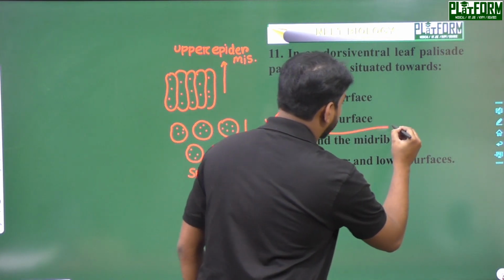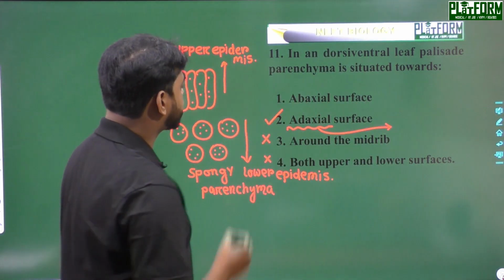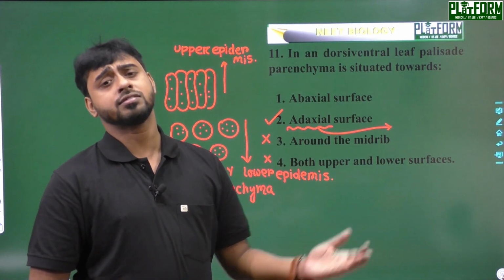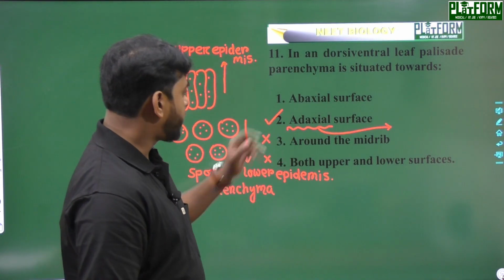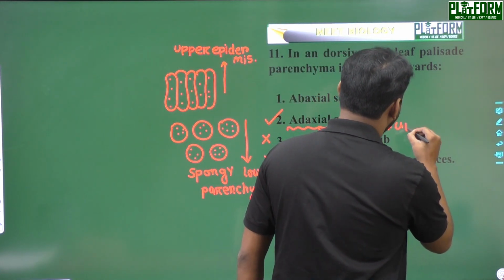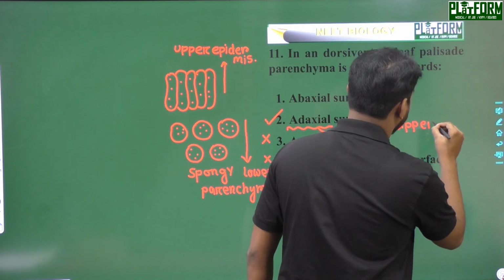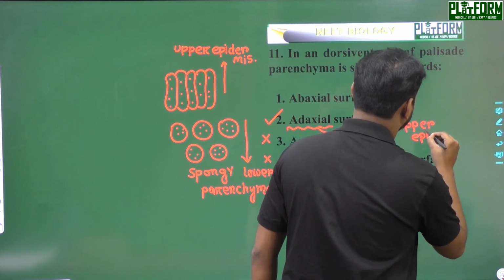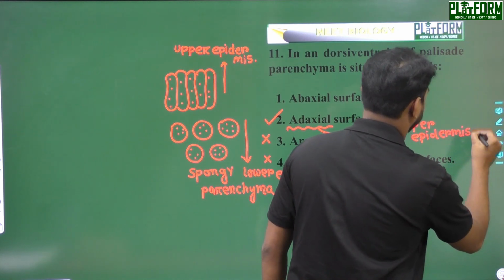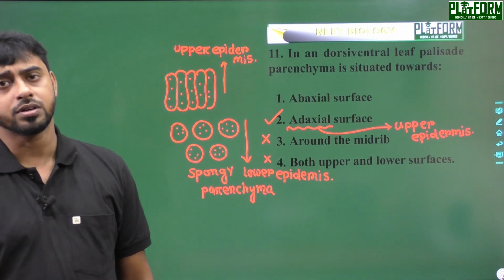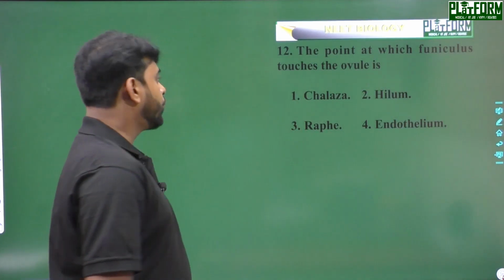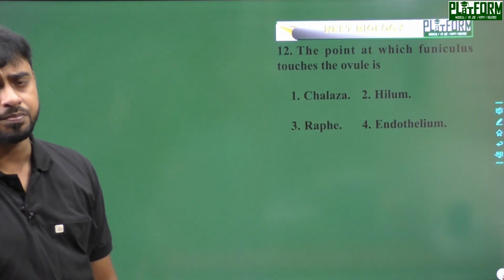In botanical terms, we can say that the upper epidermis is also the adaxial surface of the leaf. So the adaxial surface means the upper epidermis. Okay. So move to our next question.